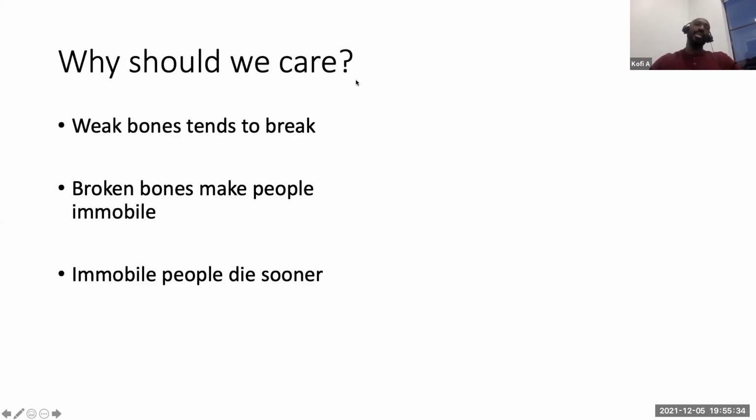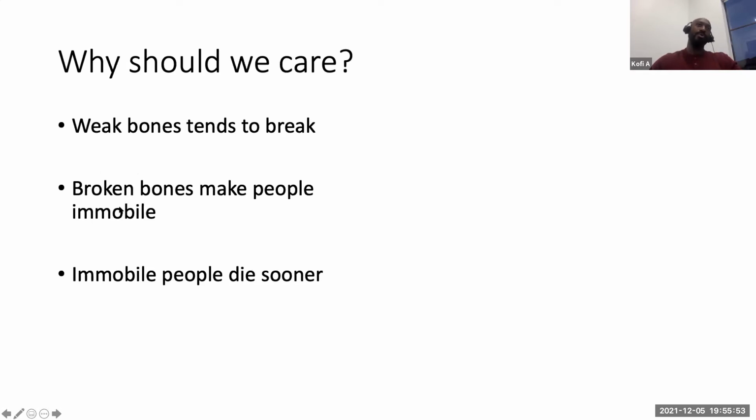So why should we care? Why does it even matter? For me, I like fixing bones, so it's important. But why on earth would anyone else care about bones, whether or not they're strong, whether or not they're weak? Well, weaker bones tend to break. And we have all heard of something called a fracture. Fracture just means a broken bone. And when bones break, you usually have to put them back together.